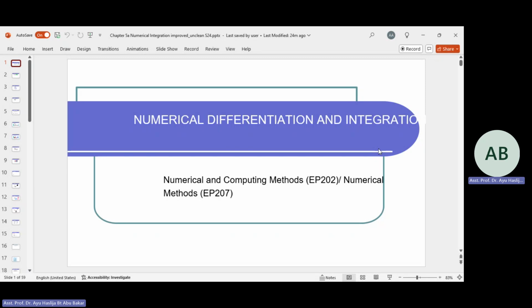Last time we had done chapter 4. Now we proceed to chapter 5, which is differentiation and integration. Okay, we will focus on integration first.